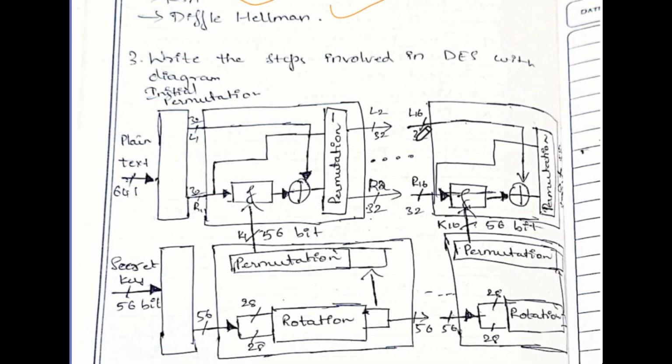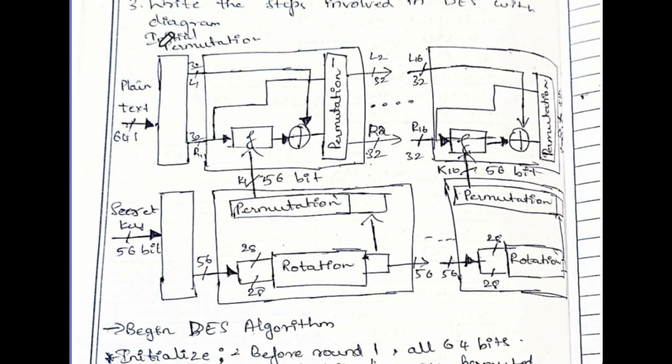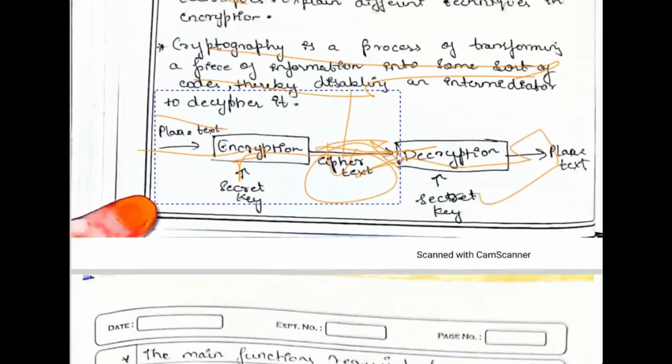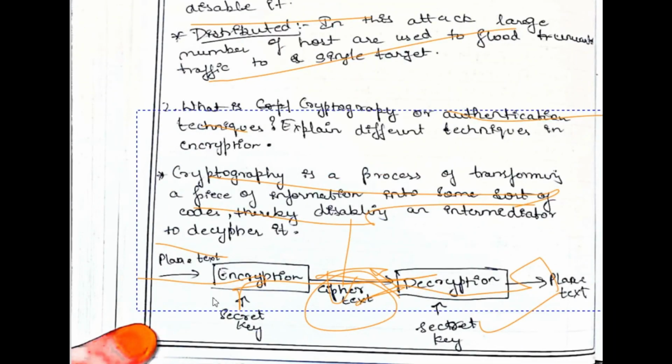Write the steps involved in DES with diagram. If you practice the diagram 2-3 times, it will be easy to understand. DES is nothing but it performs encryption. So what is happening in the encryption process? Plain text is entering, and this shows how the ciphertext is created. DES and AES will be telling us that.